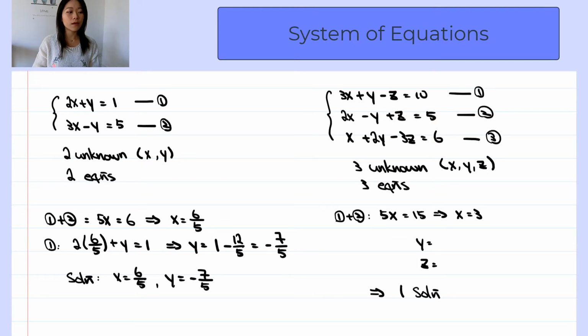So the rule of thumb is how many unknowns we have, that many equations we need to find one solution. In other words, when the number of unknowns equals the number of equations, then we'll get one single solution.